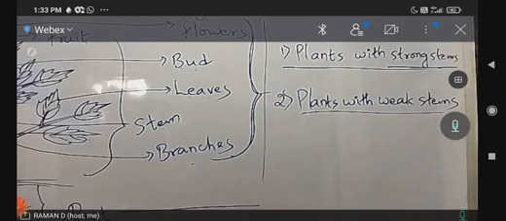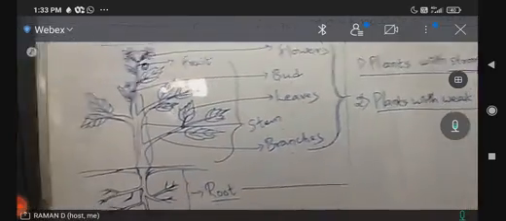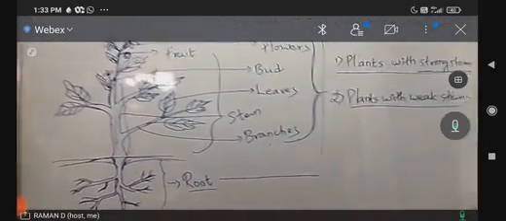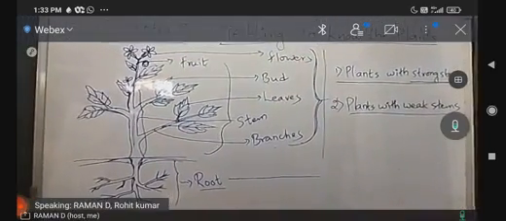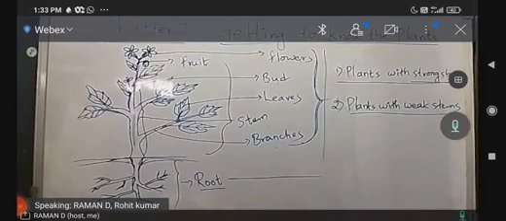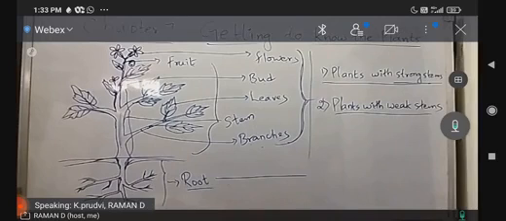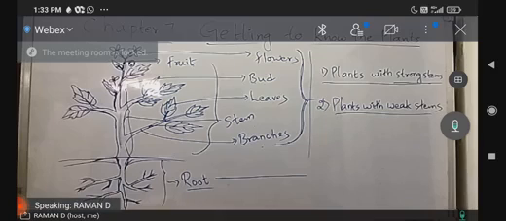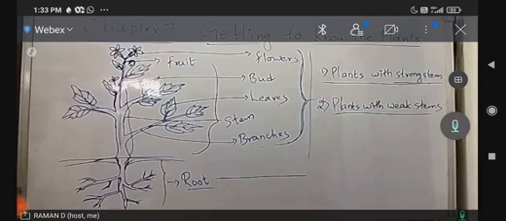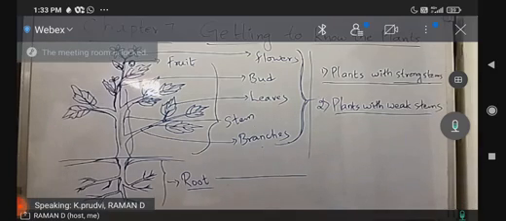Shall I rub it off? Shall I wipe this plant diagram? Anyone wants to? You want to draw it? Sir, pumpkin fruit comes from a climber, sir. Wait. Why do some plants grow as creepers? Why do some plants grow as climbers? Okay, all the things we will discuss now. Shall I wipe this one? Yes, sir. Rub it.